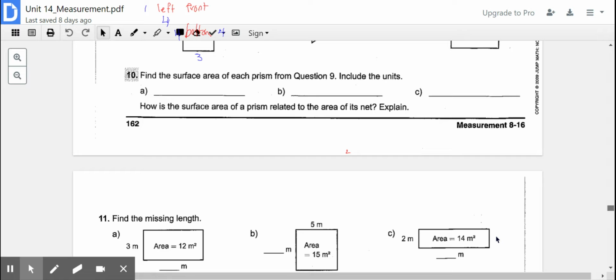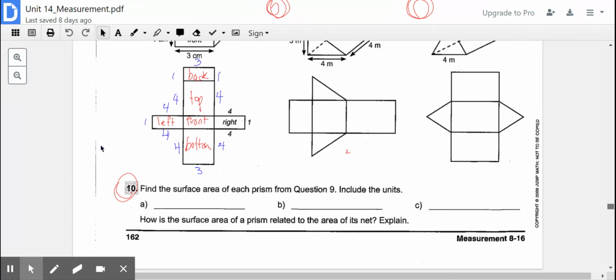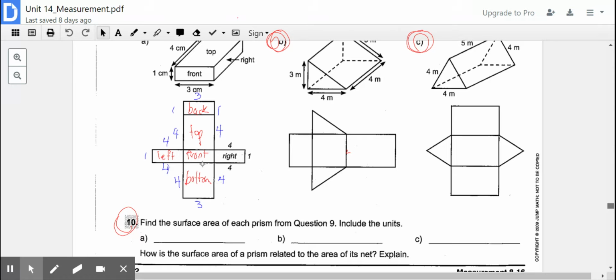Number 10 says, find the surface area of each prism from question 9. Include the units. Okay, so this one here, I'll do A with you, and then you can do B and C on your own. So let's try to find the surface area of the rectangular prism we had at the top. Just like we had before, we're just going to find the area of the front and double it, because the front and back are the same. Let's find the area of the top and the bottom, and the left and the right. So first off, let's do the left and the right.